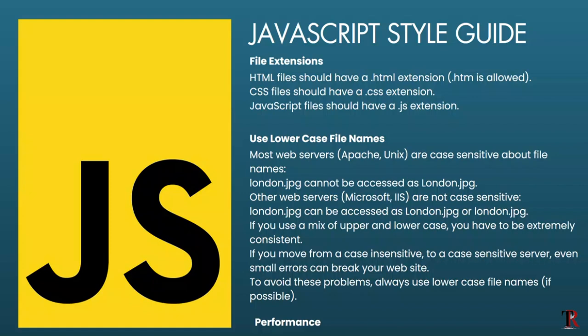Now, file extension is very important, especially when you want to include a JavaScript file from an external source in your code, or use an absolute URL that points to a resource on another server. You see that HTML files always have a .html extension. CSS should have the .css extension, and JavaScript should have a .js extension.